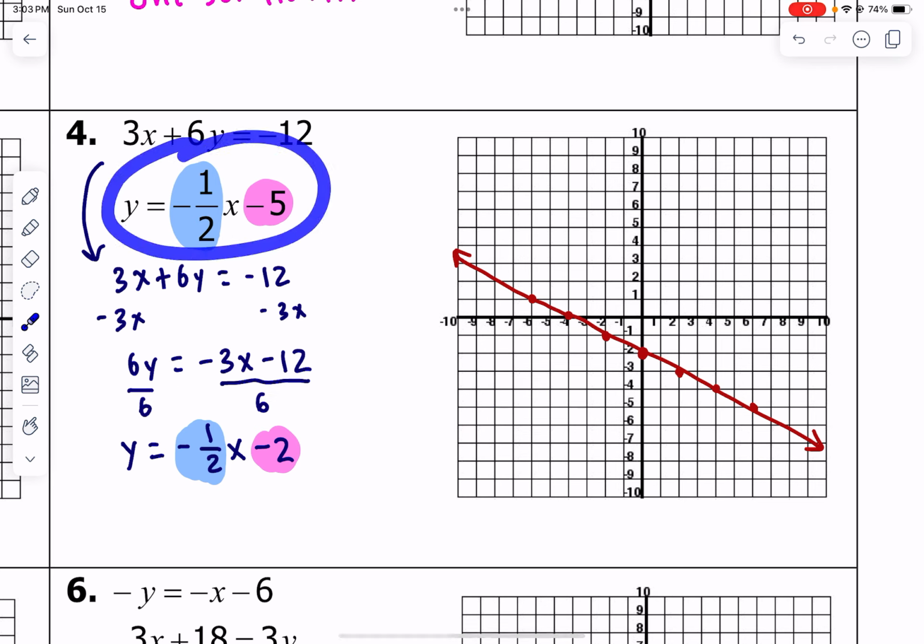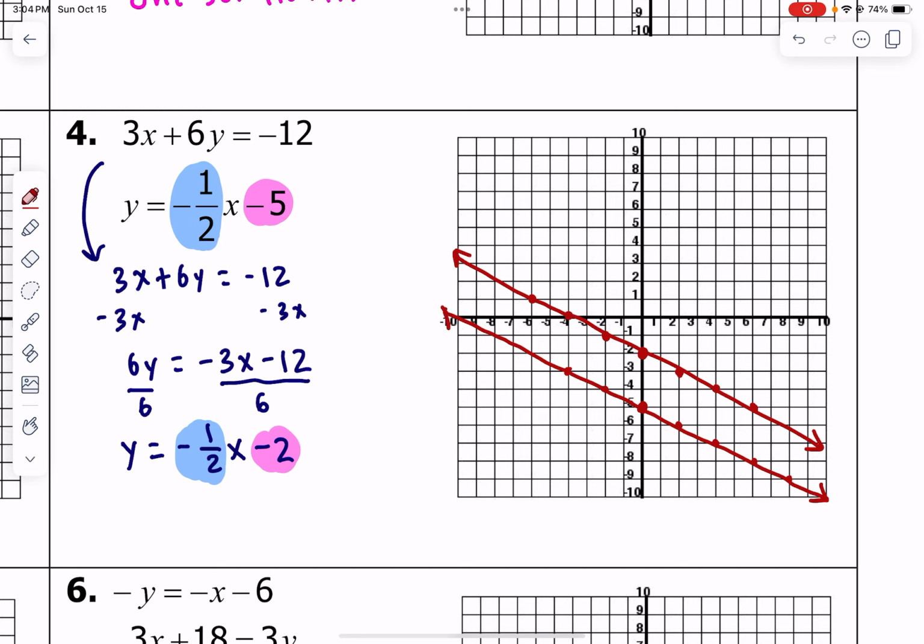And then this one, let's look at this one. That has a y-intercept of -5. Same slope. Down 1, 2 to the right. Same idea. But notice here for these, they share the same slope but different y-intercept. And in this case, there is no intersection. There's no intersection present.